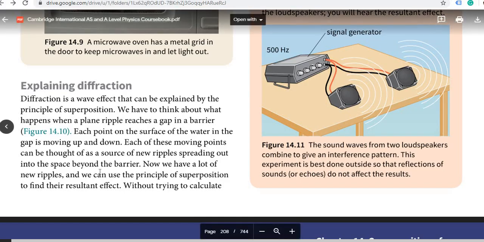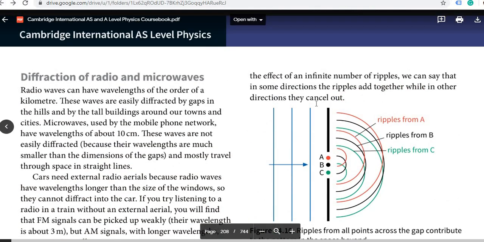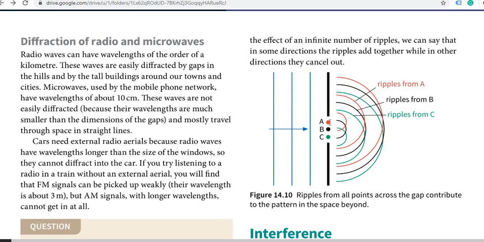Now we have a lot of new ripples, and we can use the principle of superposition to find their resultant effect. Without trying to calculate the effect of an infinite number of ripples, we can say that in some directions the ripples are added together, while in other directions they cancel out. So you can see here, if you take the ripples from this point A, that is what you get, then from B, so it's just one gap here.